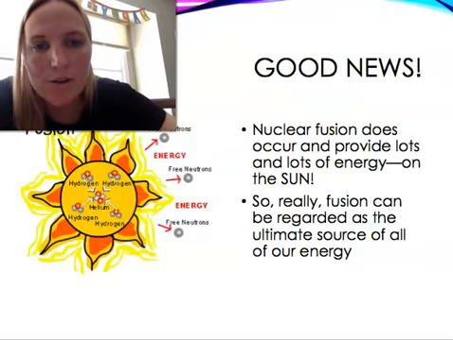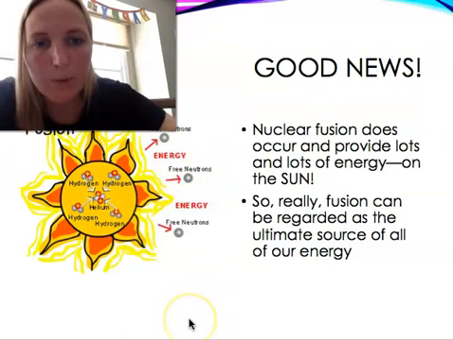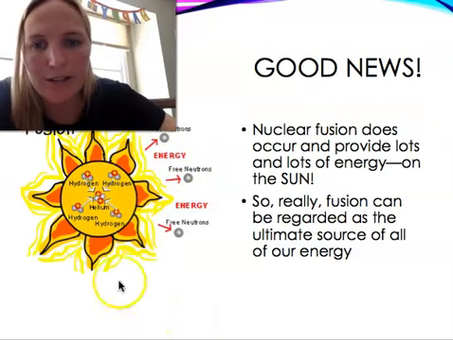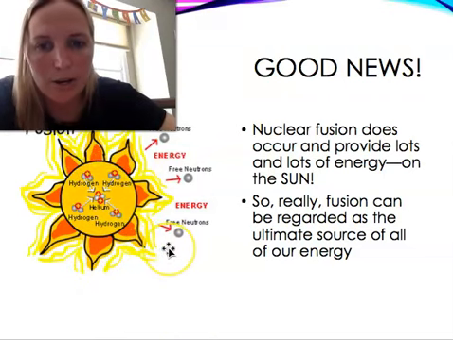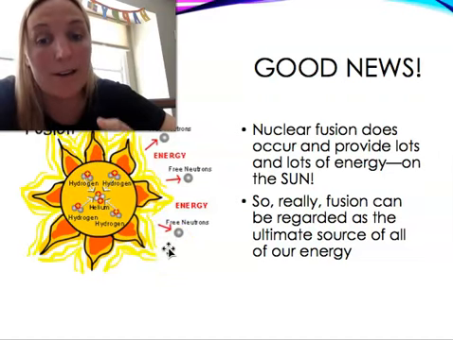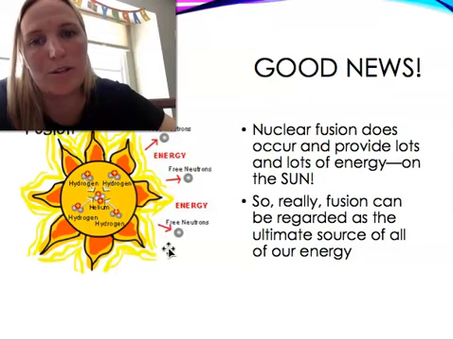But the good news is that nuclear fusion does occur at the surface of the sun and provides lots and lots of energy for us on the sun. So here's just a picture showing you fusion happening, hydrogen nuclei fusing to form helium. And fusion, if we think about it, can be regarded as the ultimate source of all of our energy.